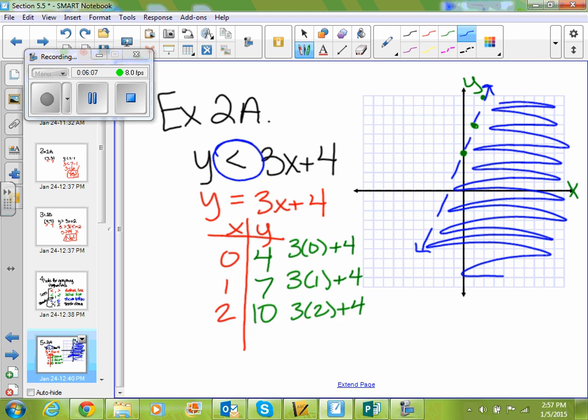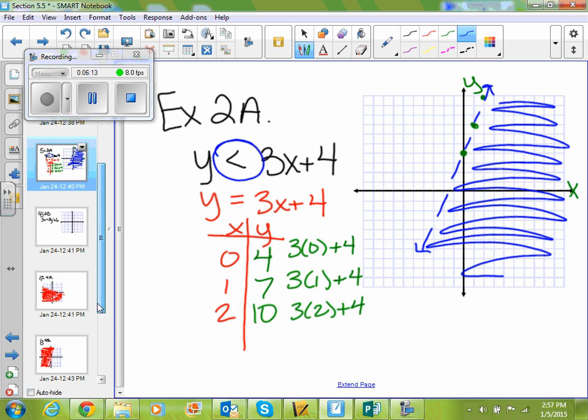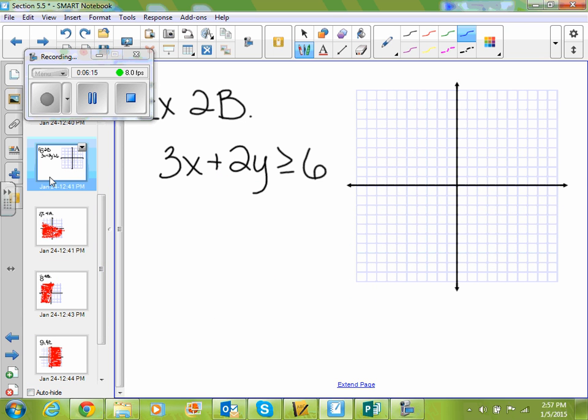Make sense? So I have 2. Okay. Let's graph one more. But I decided I didn't like that equation last time, so I made up my own.